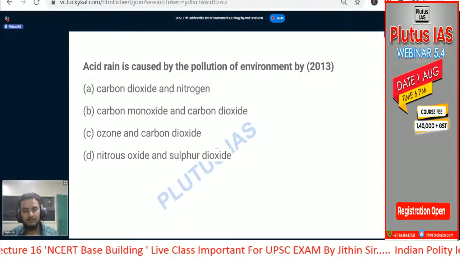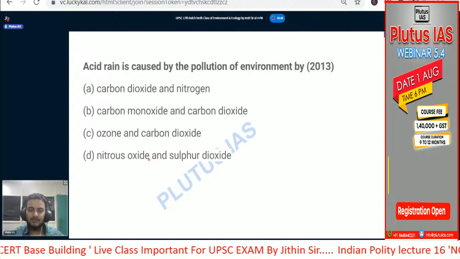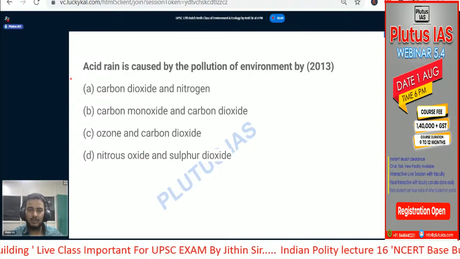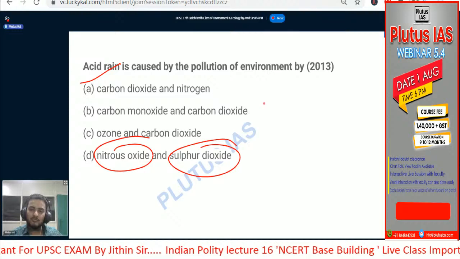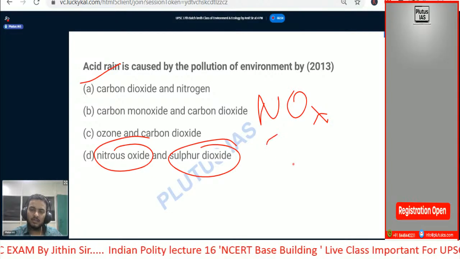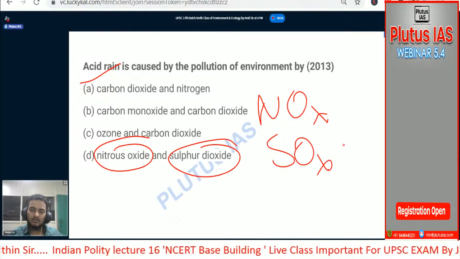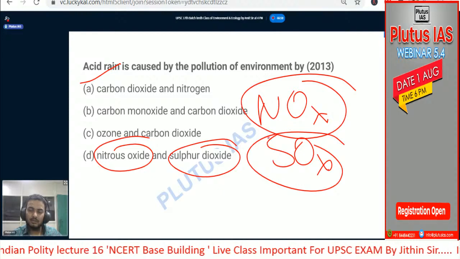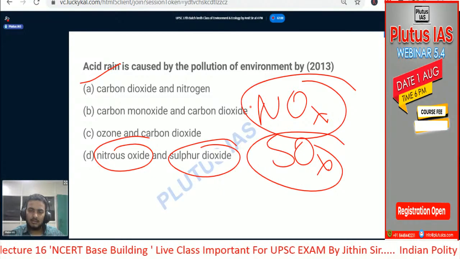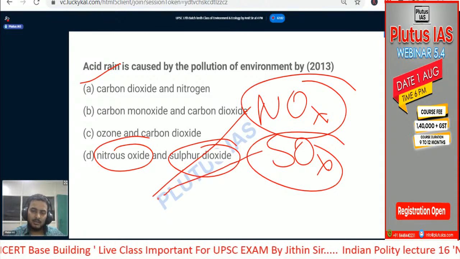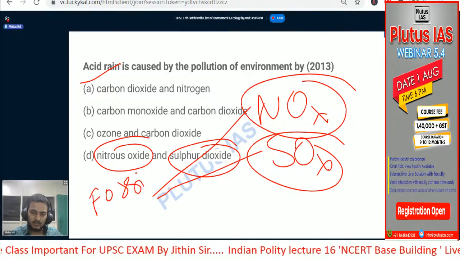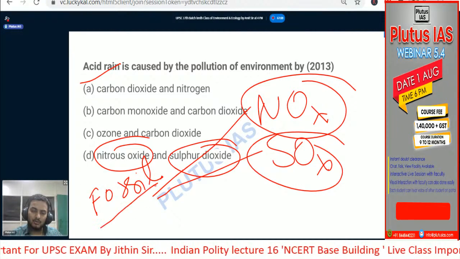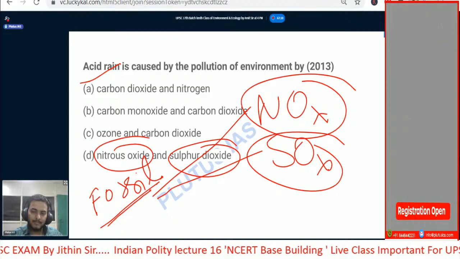So the answer, yes, it is D, as everyone of you knows. It is nitrous oxide and sulfur dioxide. The compounds of these are called NOx and SOx, the oxides of nitrogen and the oxides of sulfur, and they are released by fossil fuels. Mostly their release into the environment is because of the combustion of fossil fuels.